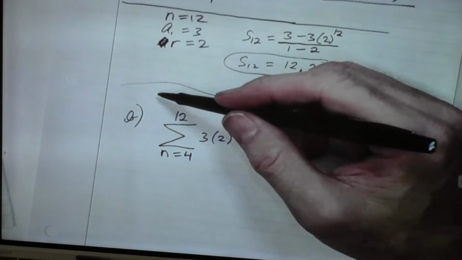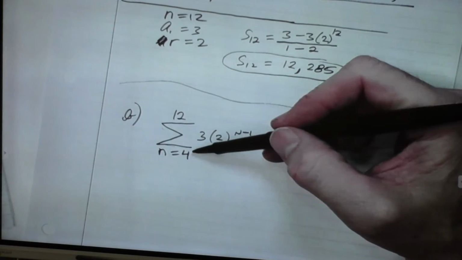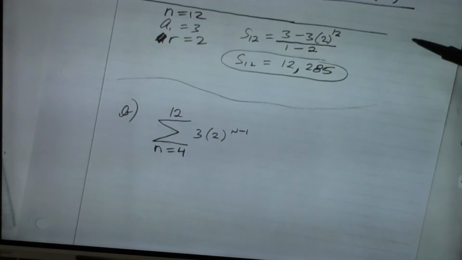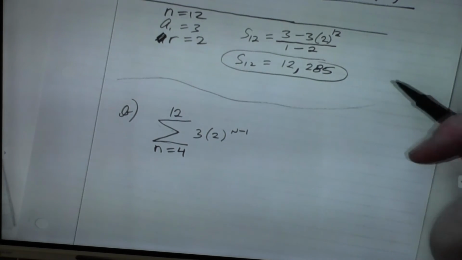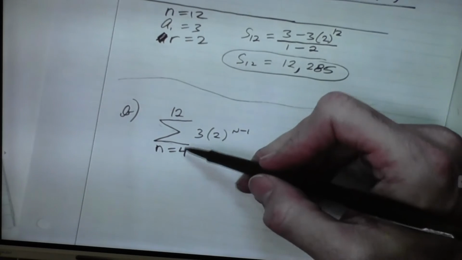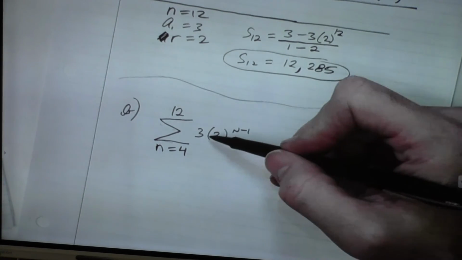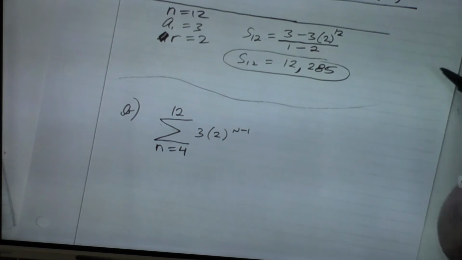Now, I don't have any written directions on this, because this sigma notation, this sigma sign, is itself direction. When you see that, just right by itself without any English words around it, it's telling you, find the sum of the series from the 4th term to the 12th term, where the formula for the series is this, 3 times 2 raised to the power of n minus 1.